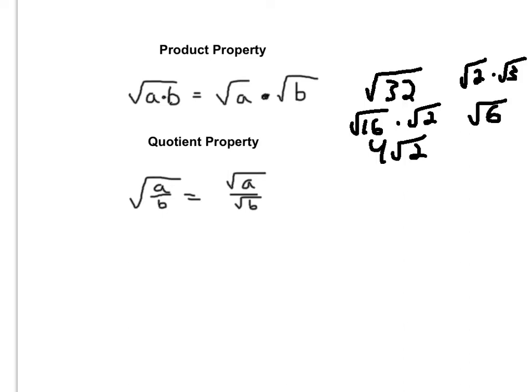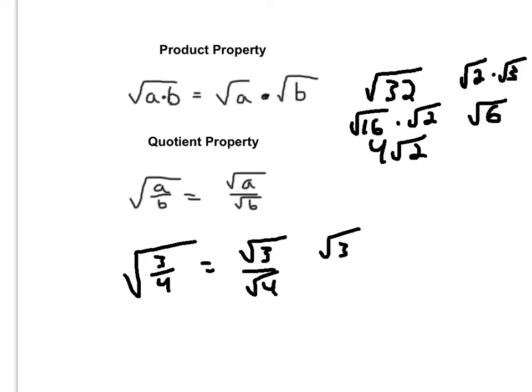And the quotient property says that if we've got a fraction underneath the radical sign, we split it up and make it the square root of 3 over the square root of 4, which is the same as the square root of 3 over 2. So let's just review what we learned so far in this unit. Okay, let's go ahead and apply this now. Instead of just with numbers, we're going to apply it with variables. So let's move on to the next slide.